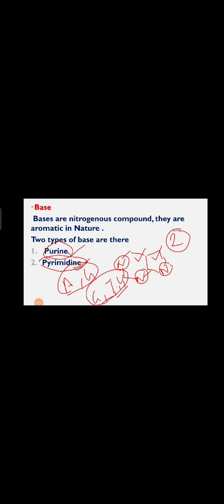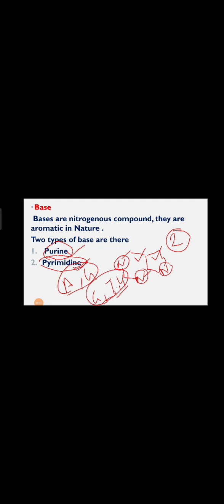Here we can see the structure clearly of the ribose sugar. Here we can see there is a deficiency of 1 oxygen. From which position? Position number 2. That's why this is a deoxyribose, a deficiency of oxygen from the second number carbon.